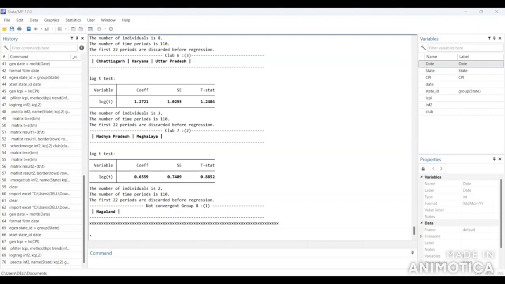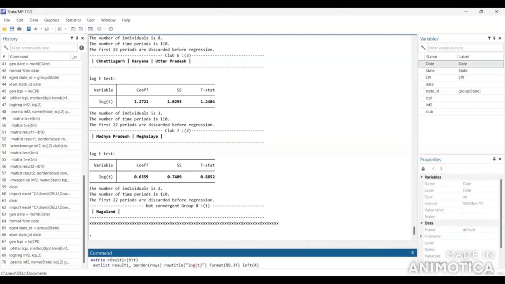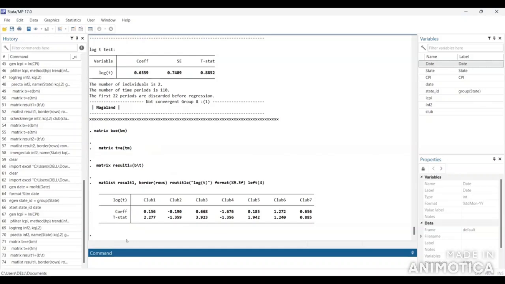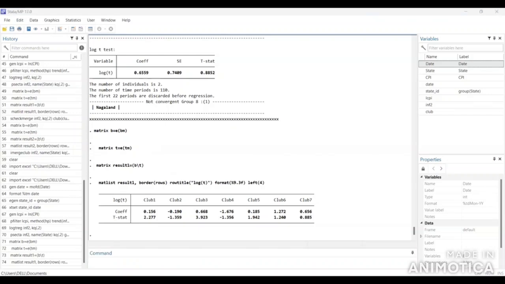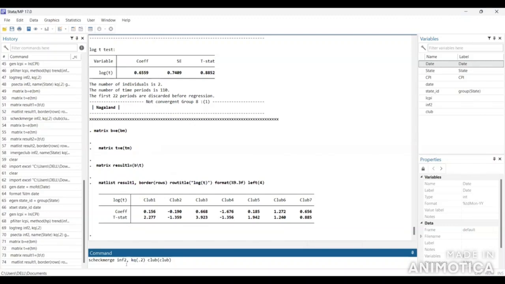First, I simply wrote the command to get the results of all the clubs. I kept them here. Now I will go for this merging of clubs, whether a bigger club can be formed. I will check the club merging, whether there are evidences of formation of bigger clubs.